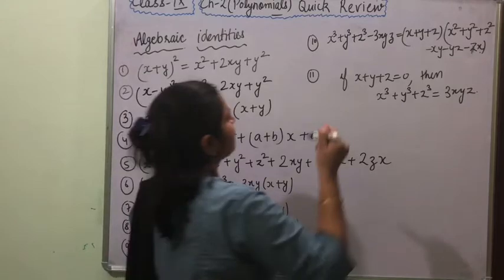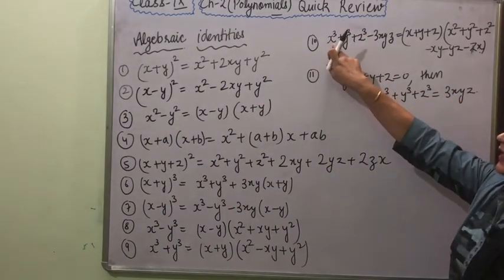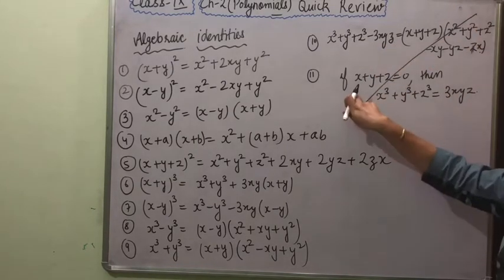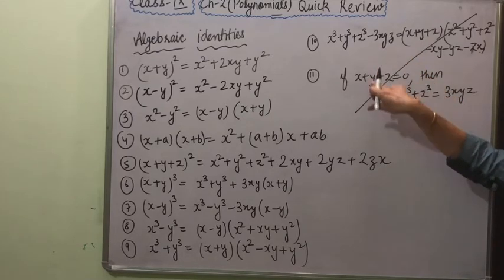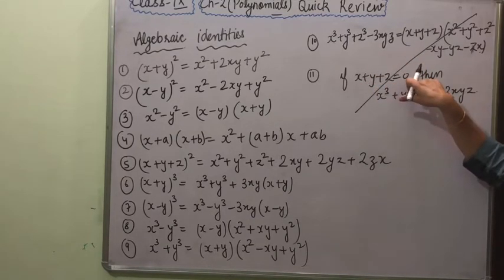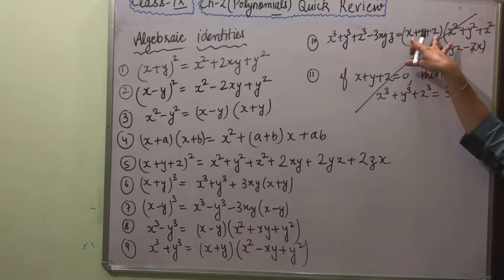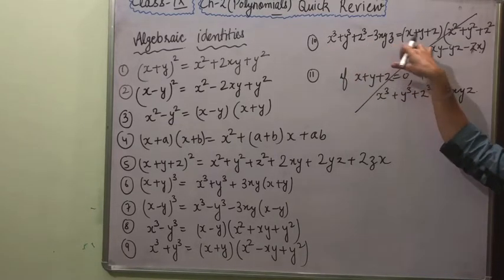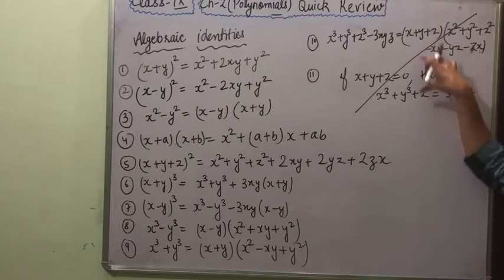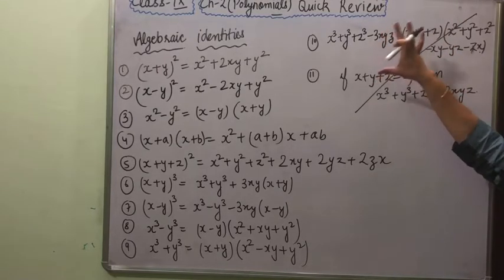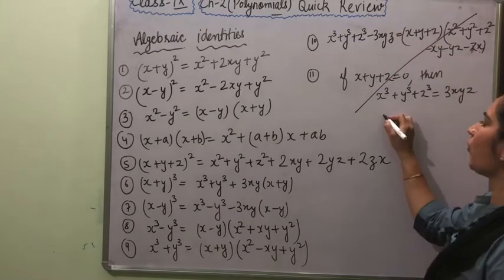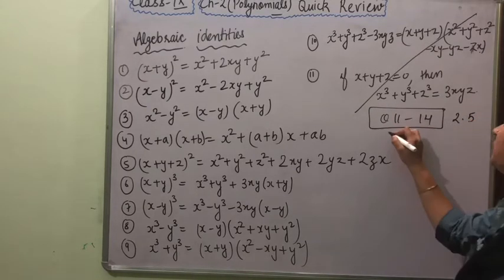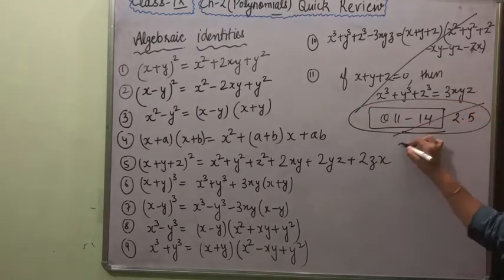These two identities are deleted from your syllabus, so we will not do these two identities. This was in your NCERT book, written as the 8th identity, x cube plus y cube plus z cube minus 3xyz. This one we will not do. The next one is an application of this identity, because if x + y + z is equal to 0 and we substitute 0 in this identity, then we are able to find that x cube plus y cube plus z cube is equal to 3xyz. These two identities are deleted from your syllabus, so we will not do them. Questions 11 to 14 of exercise 2.5 are based on these identities, so we will not do these four questions also.